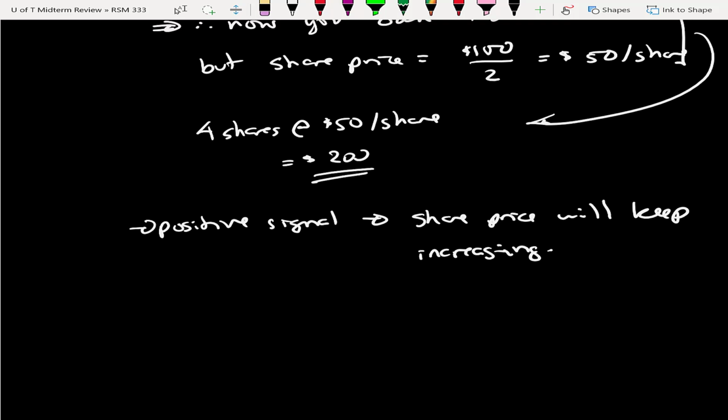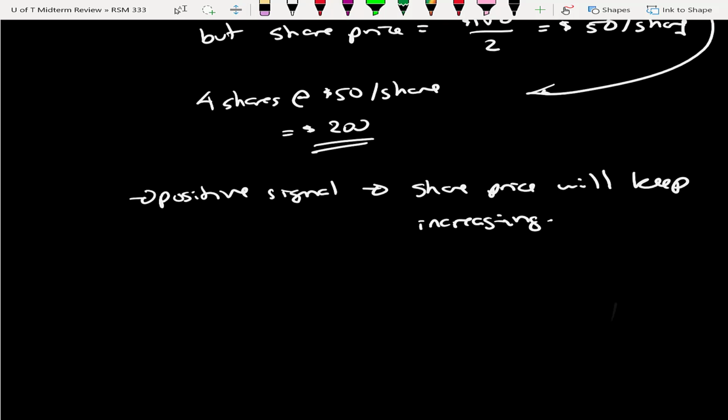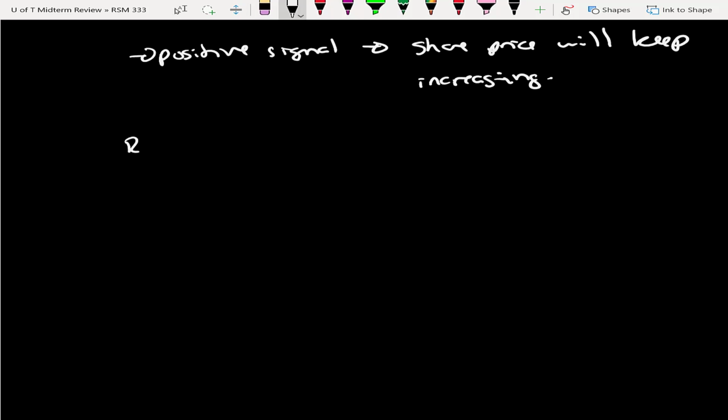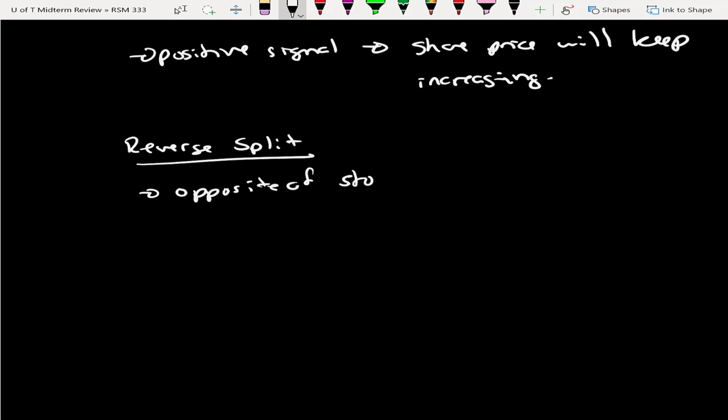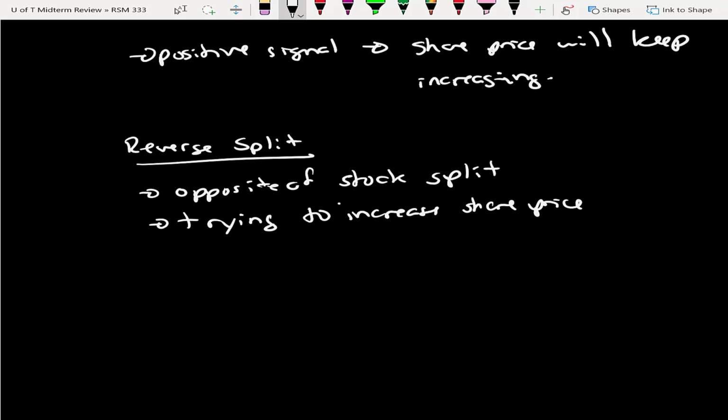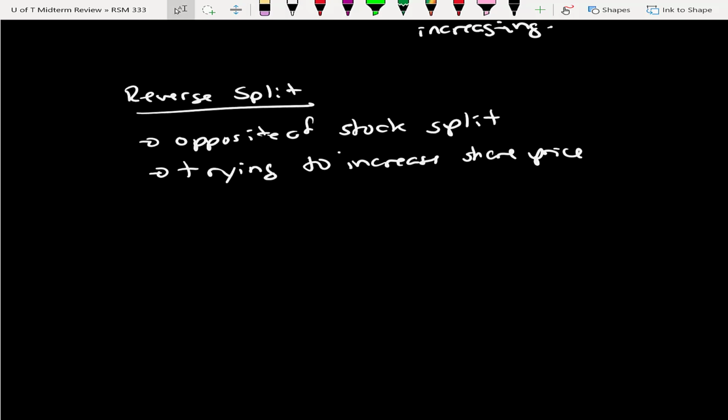Okay, so we did a stock split, which sends a positive signal. And now there's something called a reverse split, which is going to send the negative signal. This is fairly rare, but it's the exact opposite of a stock split. The goal of this is you're trying to increase the share price. Now you could make the argument, what's the difference? It really doesn't matter what it trades at, but there are reasons why you might want to increase it.